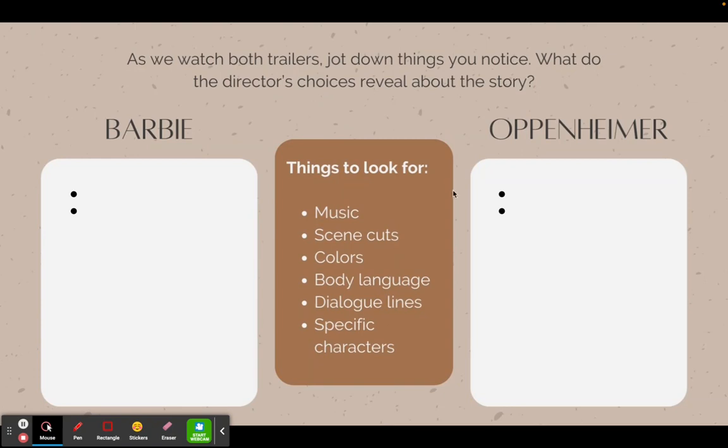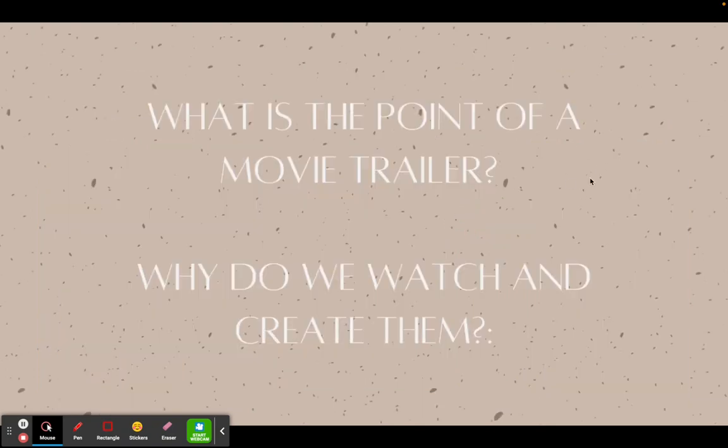The reason we're doing this, once you fill that out, is we notice that the directors make very specific choices as to how they want to portray the movie in the trailer. And then the second question we're asking ourselves after watching the trailers is, what is the point of a movie trailer? Why do we watch and create them?